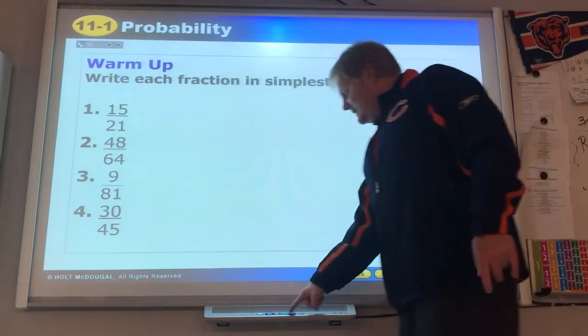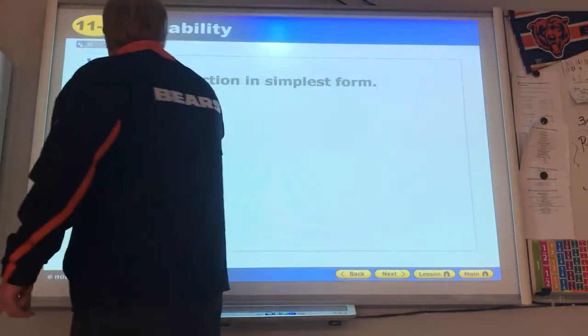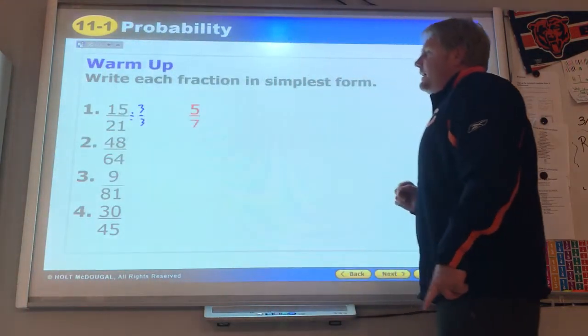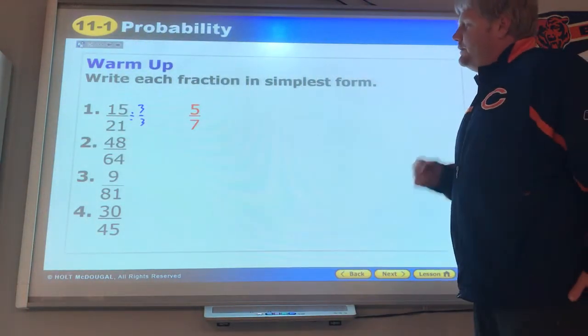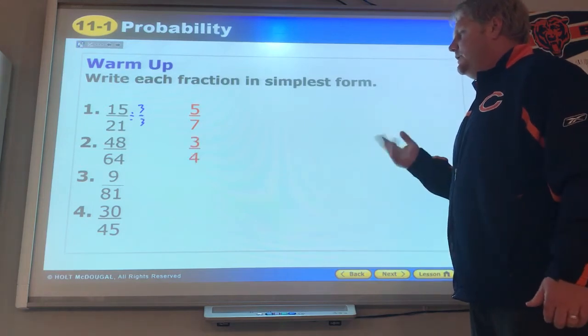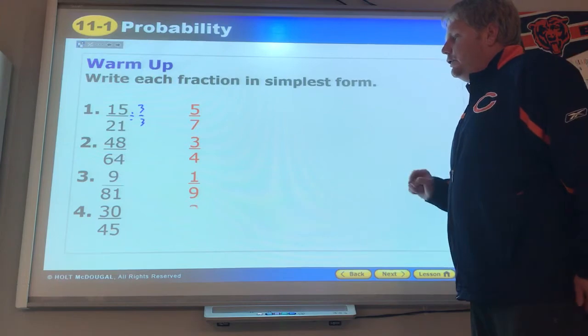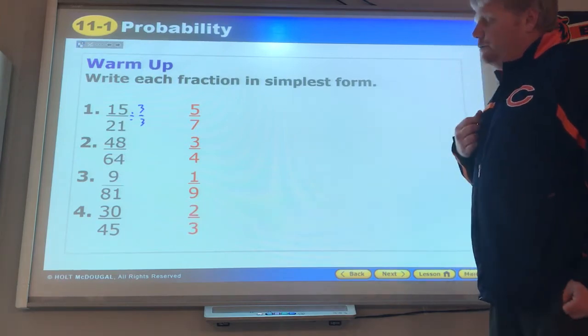Oh, I see. I can divide by 3 over 3. That reduces that down to 5 over 7. 48 over 64. Both divide by 16. We get 3 over 4. 9 over 81. 9 and 9. 1/9. 30 over 45 goes down to 2/3.